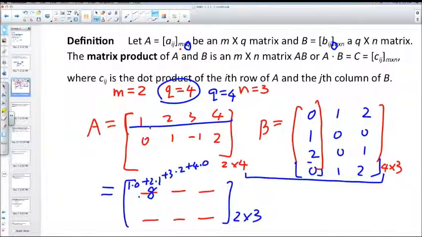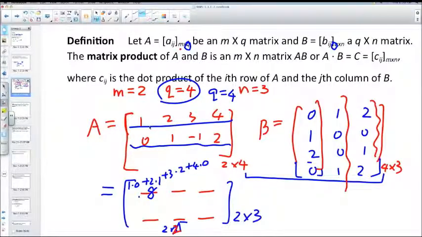I'm not going to do all of them. Let's select this element. That will be the second row, second column. Then you select the second row and the second column. That's how you multiply. You have 0 times 1, 1 times 0, negative 1 times 0, plus 2 times 1, and they actually equal 2. And you can finish the rest of them.